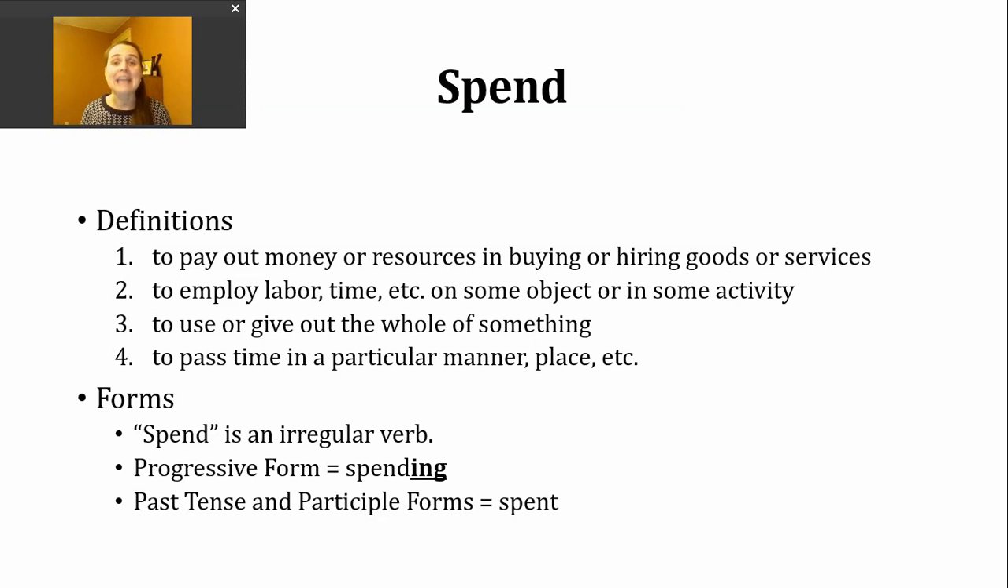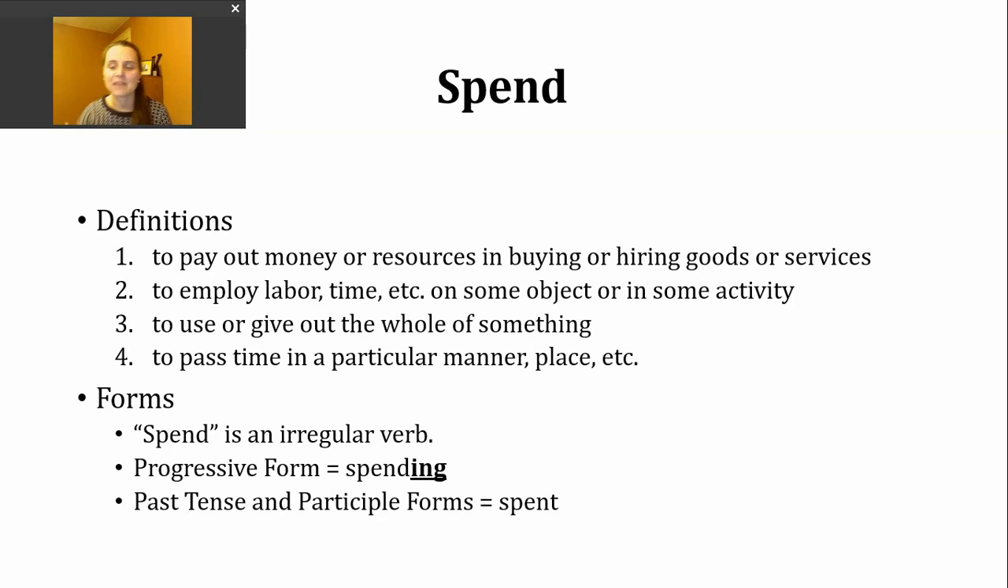You should know that spend is an irregular verb. To make the progressive tense, we're going to add ing to form spending. The past tense and participle forms of this verb, though, have a different spelling. We're going to change the D to a T, and that creates the verb spent.